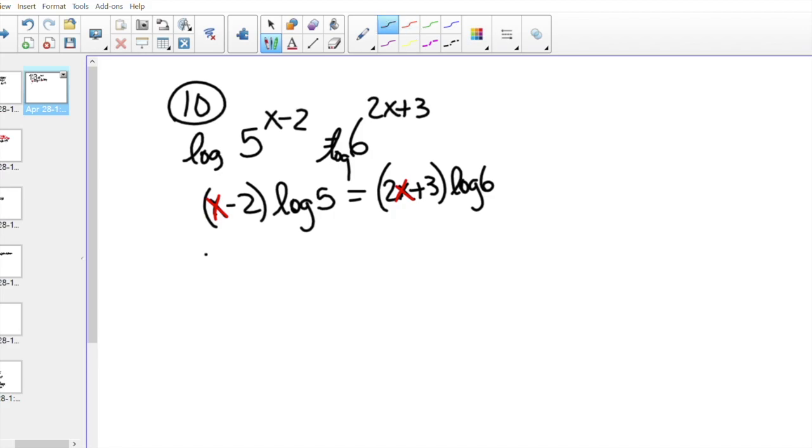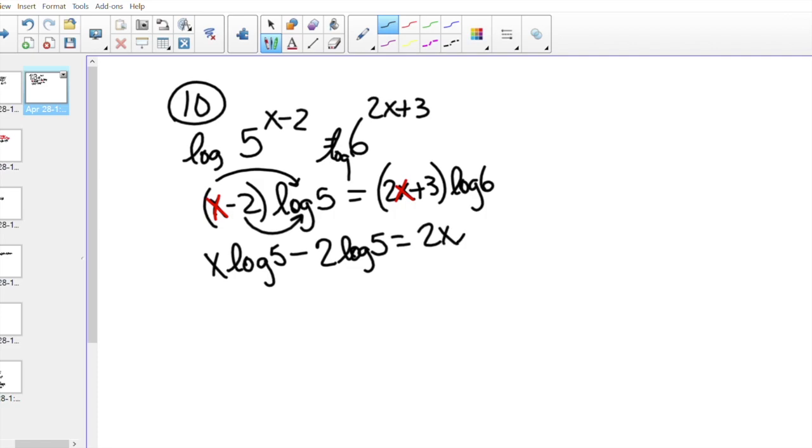So it would be x log 5 minus 2 log 5 equals 2x log 6 plus 3 log 6.